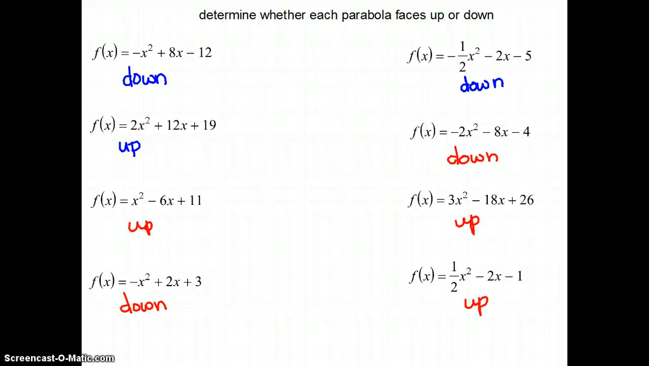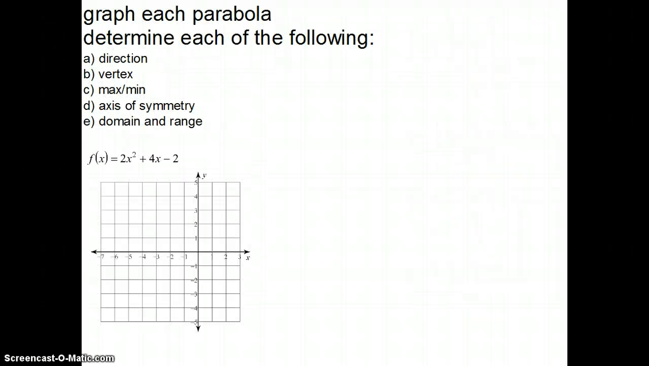You should have down, up, down, and up. Again, we are only looking at the leading coefficient and whether it's positive or negative to determine in which direction our parabola will face. We're going to go ahead and put a few things together, and I'm going to add on a discussion about domain and range. The first thing I'd like to talk about is which direction does our parabola face?